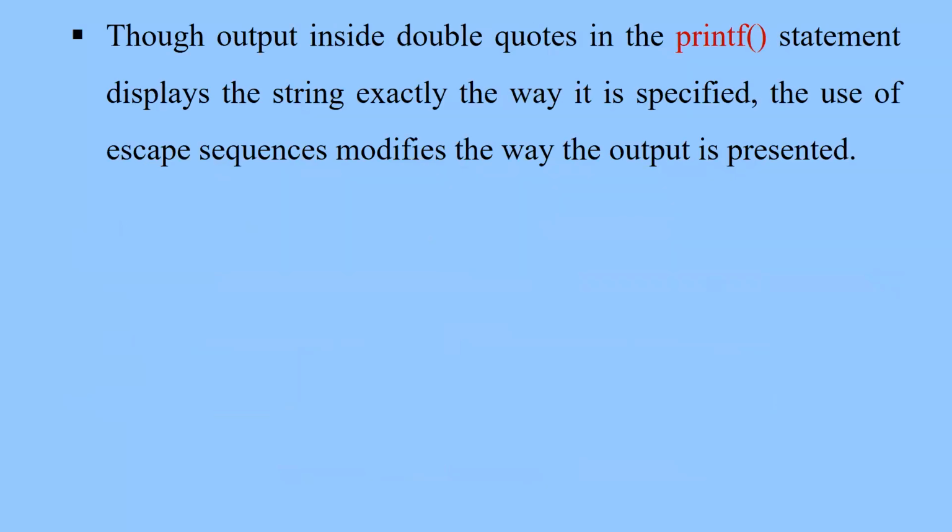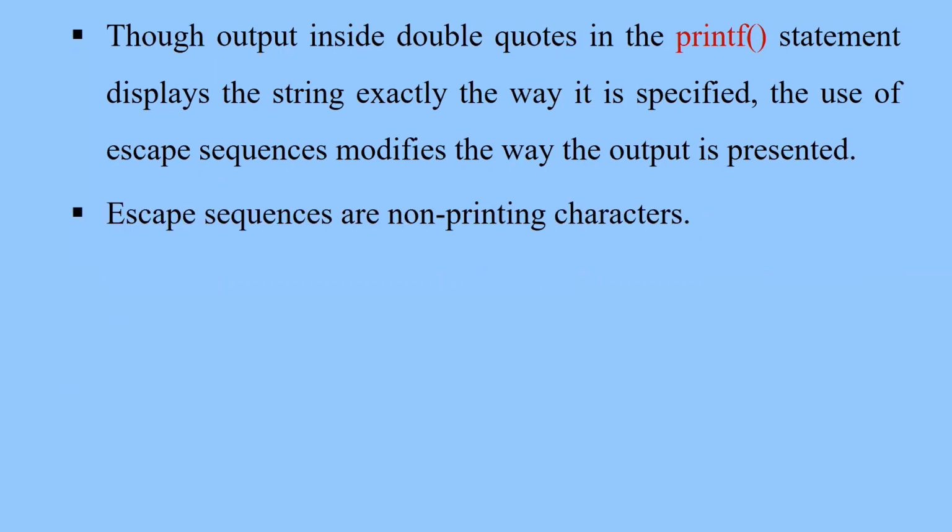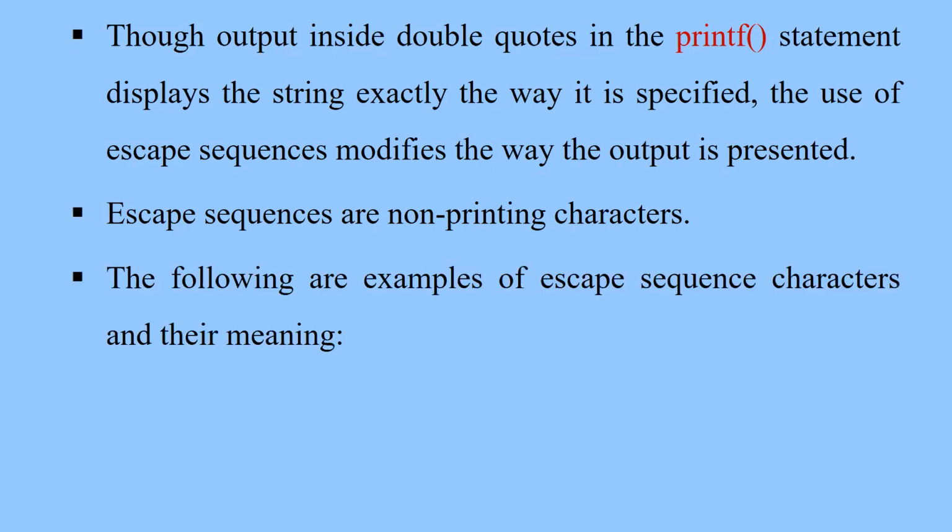The output inside the double quotes in the primitive statement displays the string exactly the way it is specified, while the use of escape sequence modifies the way the output is presented. So escape sequence \n is also for spacing purposes. So escape sequences are non-repeating characters. The following are examples of escape sequence characters and their meaning.